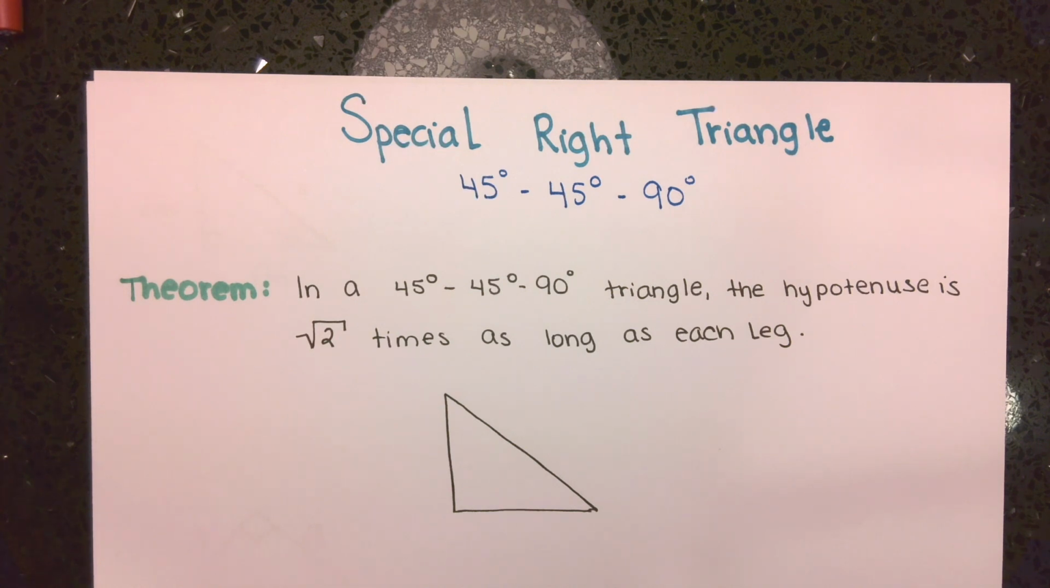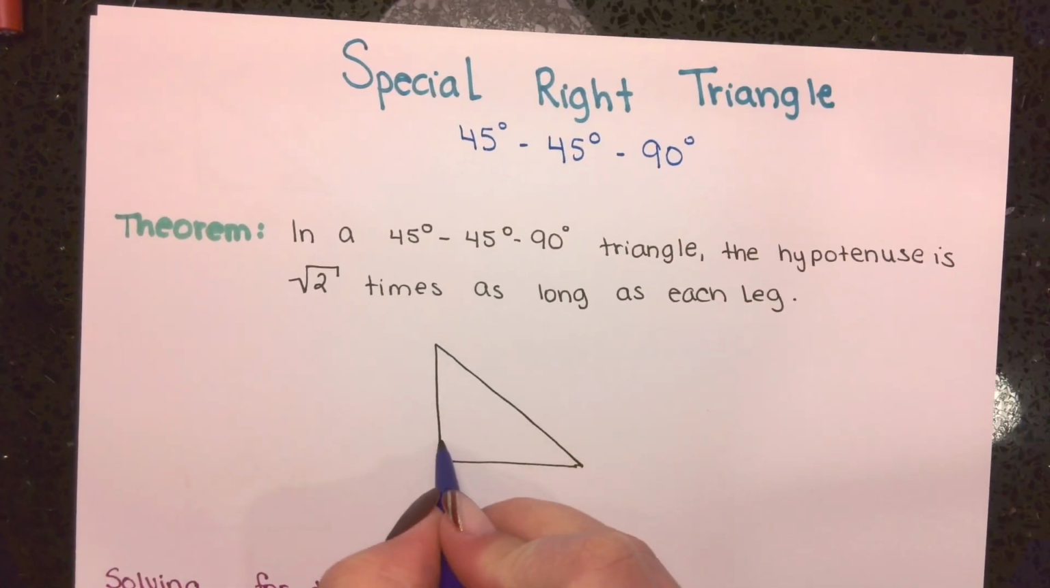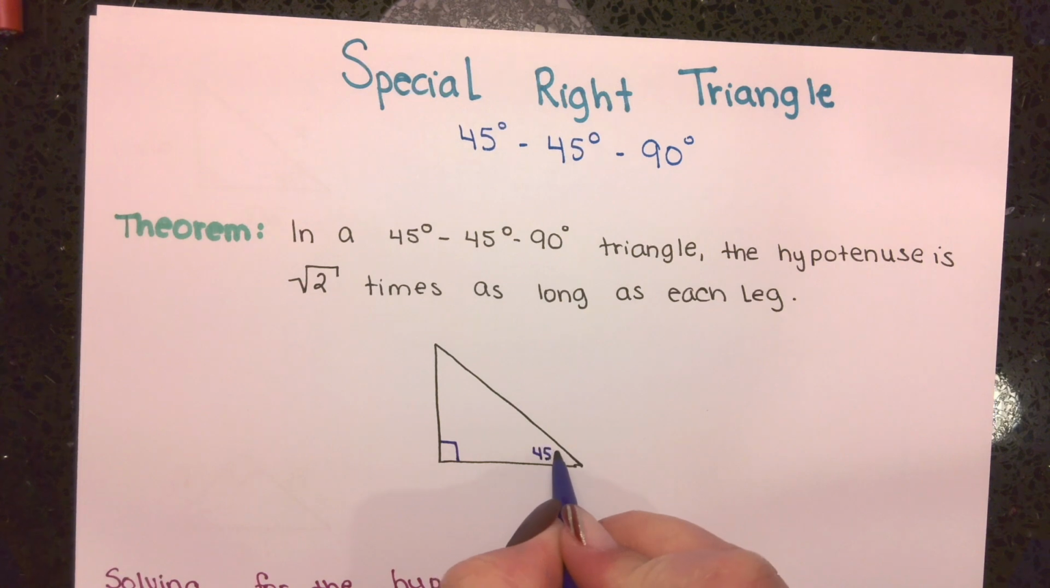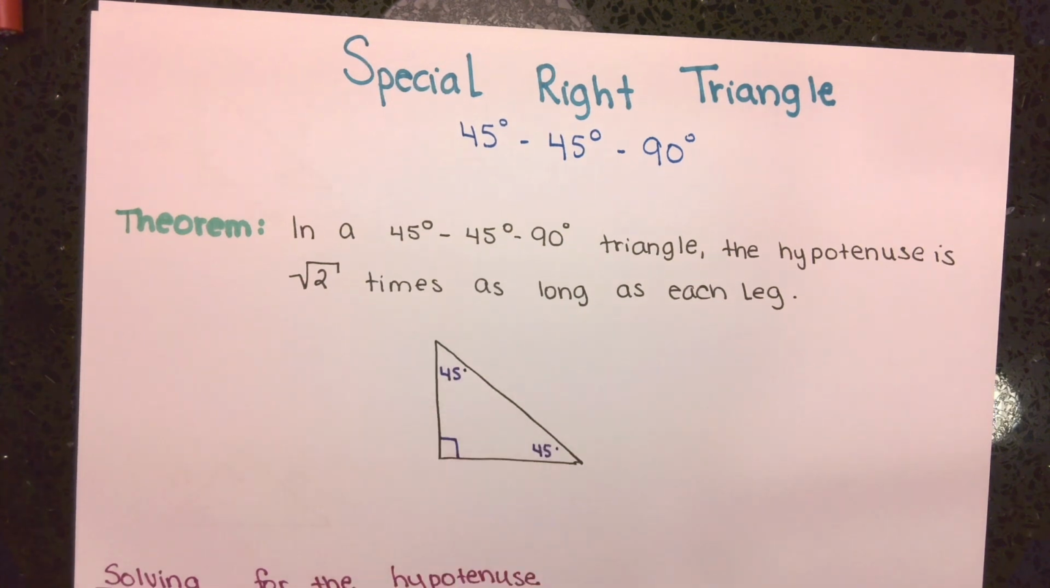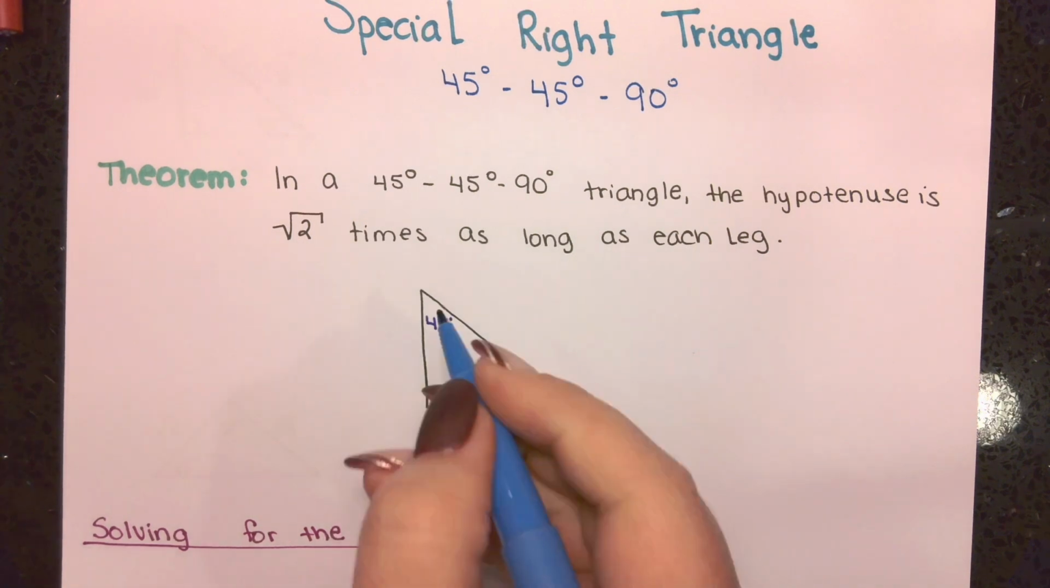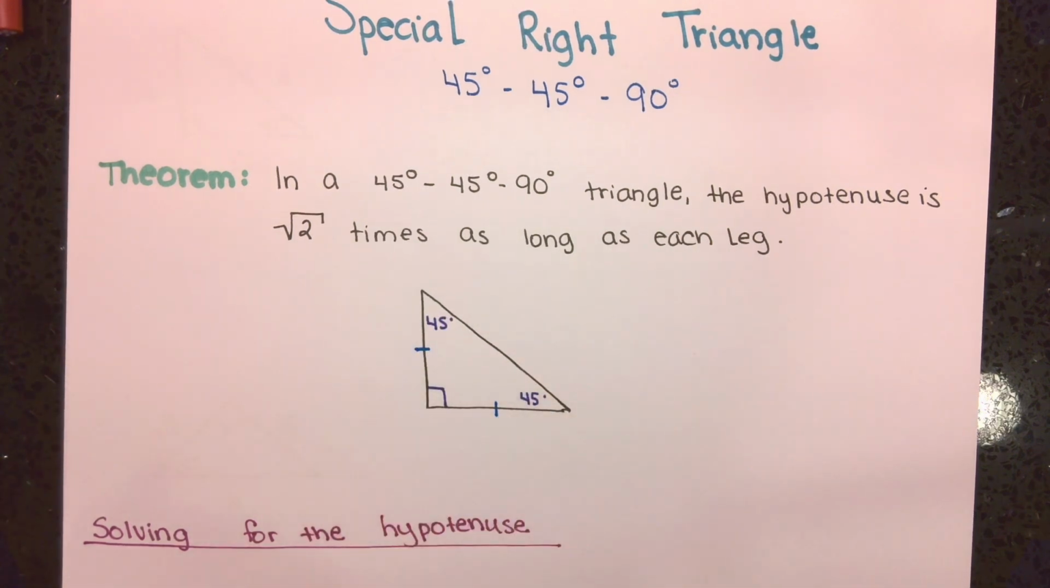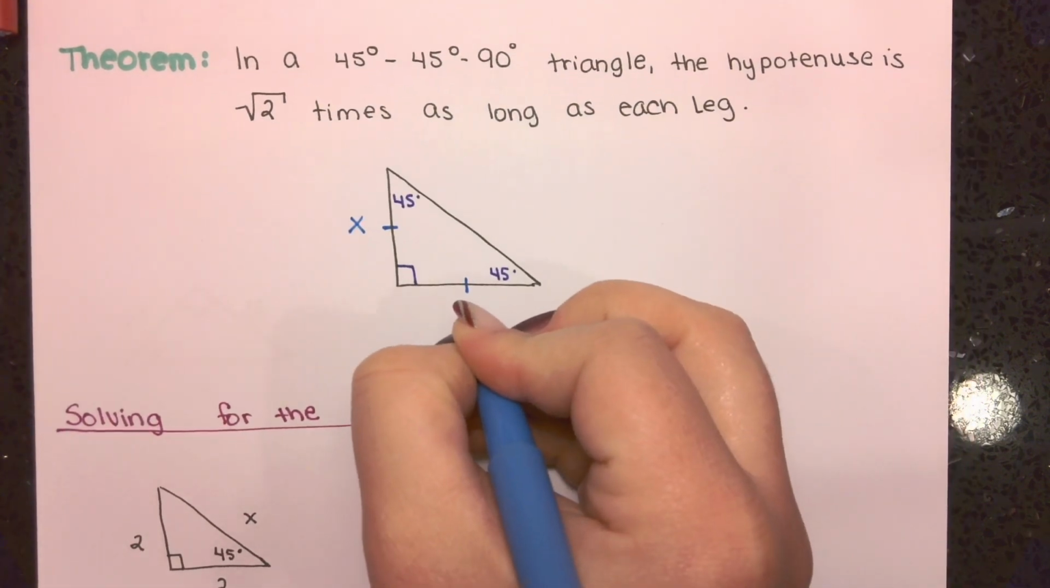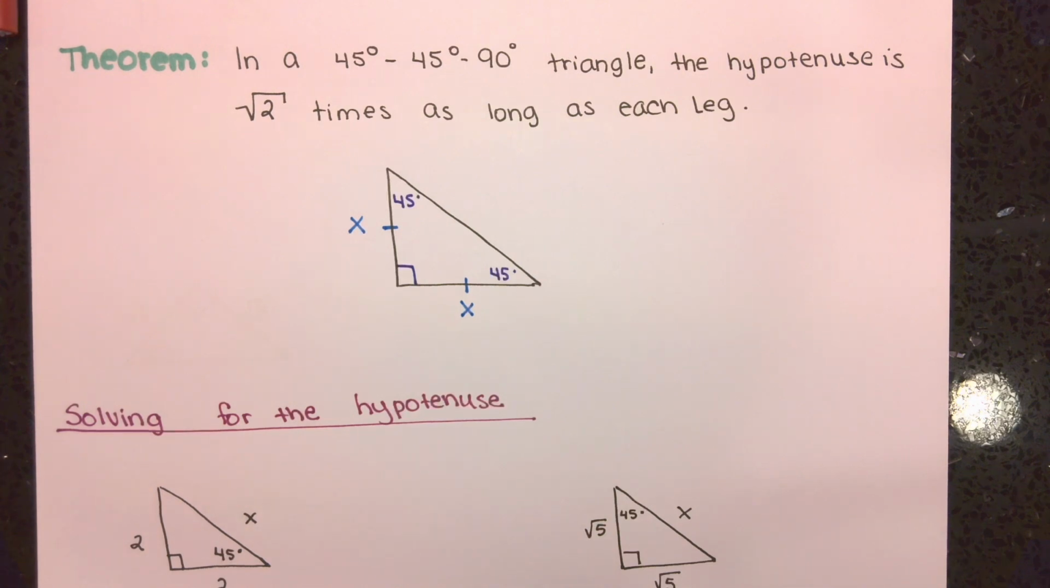Now, 45, 45, 90 means that we have a 90 degree angle, a 45 degree angle, and another 45 degree angle. That means that this special triangle is a 90 degree right triangle, but also isosceles. That means that we have these two sides which are congruent. So if we have one side x, then the other side also has to be x because it's isosceles.